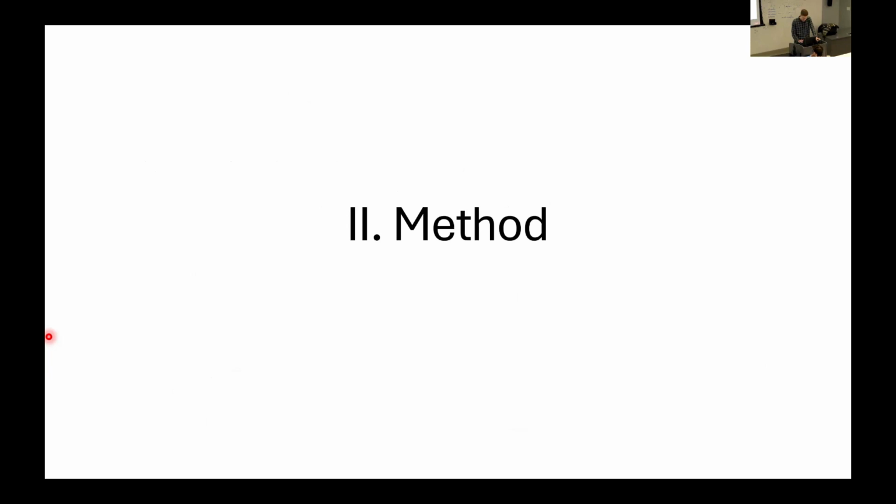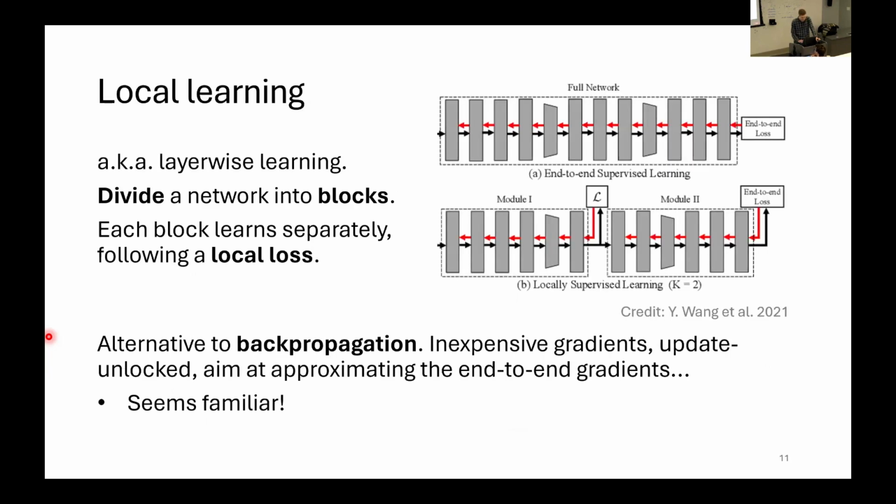Okay. So what's our method? We are going first to introduce what is local learning. Local learning is another alternative to backpropagation. It can also be called layer-wise learning or greedy learning. The idea is if you have your full network, you will divide it into blocks or modules, and each block will learn separately following a local loss. Here you have a small auxiliary loss that will be used to propagate gradient through your first module. Your first module does not get any gradient from your second module. There is a stop gradient operation. So there's still a forward connection between modules, but you are only getting gradients from your local losses.